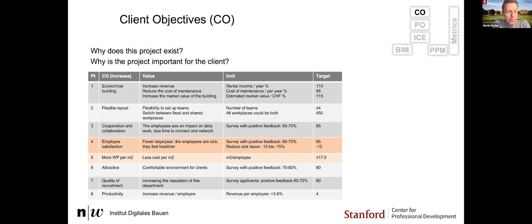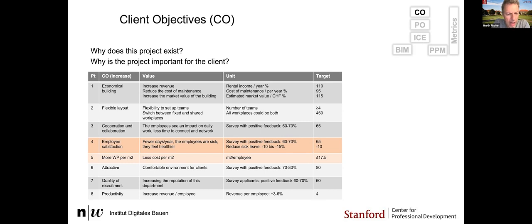We need a flexible layout. We want to be able to set up teams very, very quickly. And we need the workspaces to be very flexible, to be fixed or flexible or shared. And we need all 450 workspaces to be able to function that way. I think that was quite a design challenge, as you can imagine. We need the employees to see impact in their daily work, and we will measure that through surveys, and we need positive feedback, and we want that to be at 65%. In some cultures, that wouldn't be seen as positive. The Swiss are pretty critical, so I guess that was seen as successful enough.